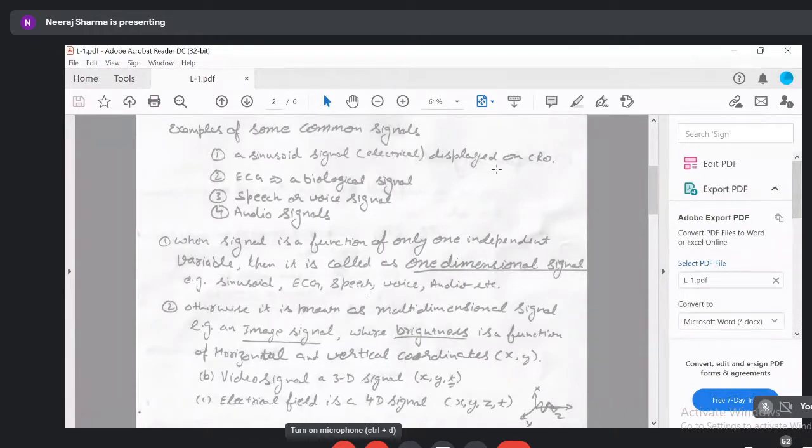So CRO stands for cathode ray oscilloscope, and it acts as an XY tracer. That is, along the x-axis you can trace the time period, and along the y-axis you can measure the amplitude of that particular signal. So you can measure the electrical signal on the CRO. That type of signals are known as electrical signals.